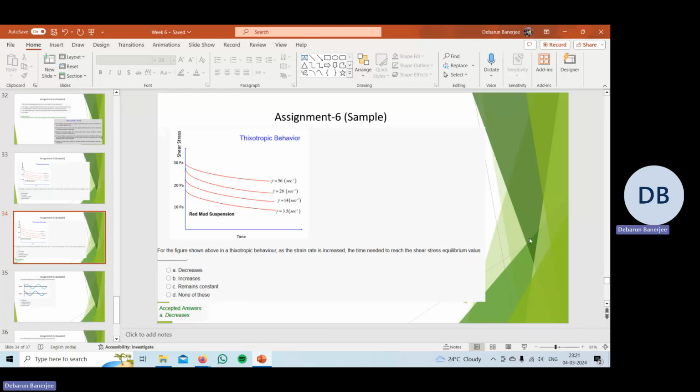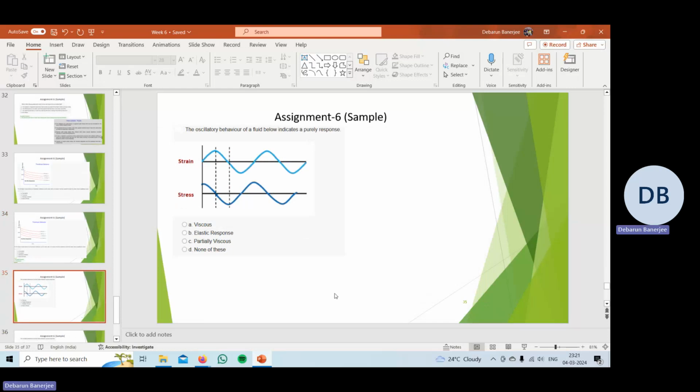So the correct answer is decreases. In the figure shown above, as the shear strain rate is increased, if you see, the strain rate is increasing from bottom to top, so the time required to reach the equilibrium is actually decreasing. This particular time is much greater than the top line, so it is gradually decreasing to reach the equilibrium value.